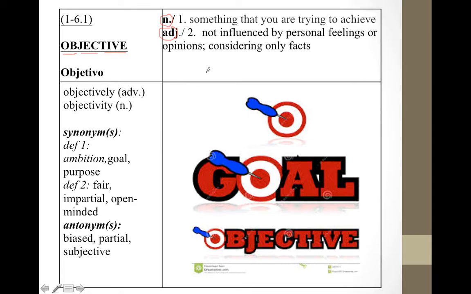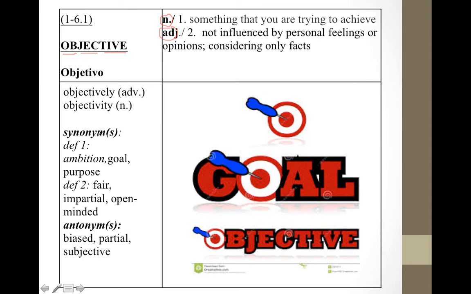Before we go into each one of the definitions and the examples, let's first go over the familial words, synonyms, and antonyms of objective. So what are some of the words that derive from objective, familial words? We have objectively, used as an adverb. Objectivity, used as a noun. So it's objectively and objectivity.